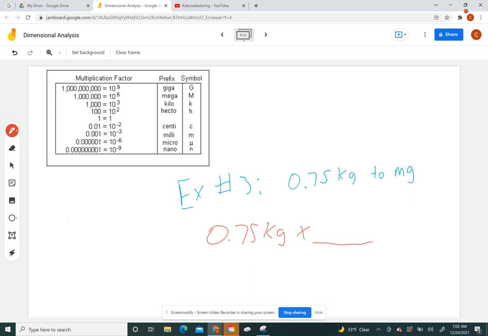I know 1 kilogram is 1,000 grams. I'm then going to multiply, get grams on the bottom, milligrams on top. On the bottom, because I'm going to have 1,000 milligrams in 1 gram, I'm going to have 1 gram on the bottom, 1,000 milligrams up top.